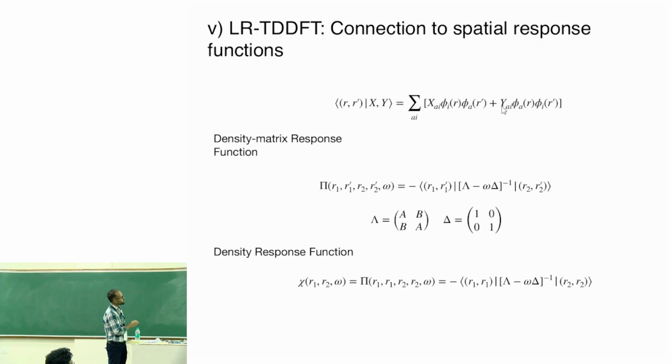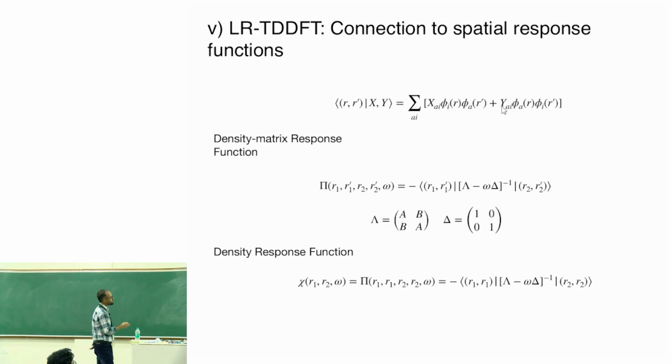So once I project it, I have to expand my x and y vectors in the basis of phi i, phi a. Okay, so I just expand this. And if I were to do that expansion, now you're going to do it over all the occupied virtual pairs. So you have x ai times phi a of r, phi i of r prime, and so on and so forth. Okay. So now from there, I can get the particular form of a density matrix response function here, pi of r1, r1 prime, r2, r2 prime.